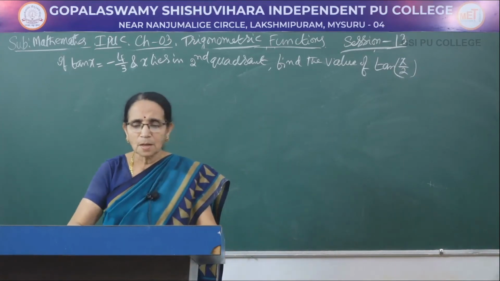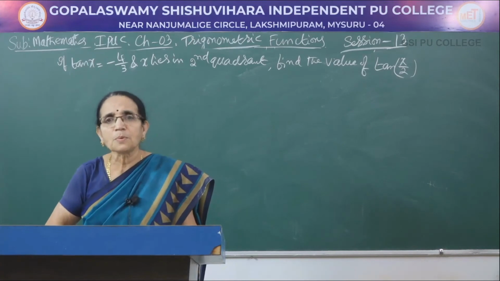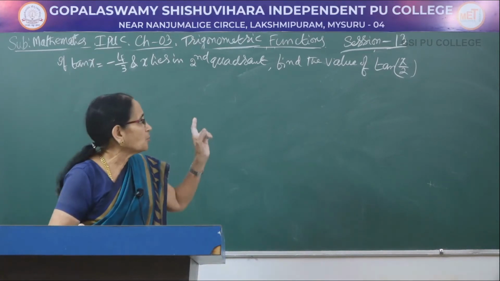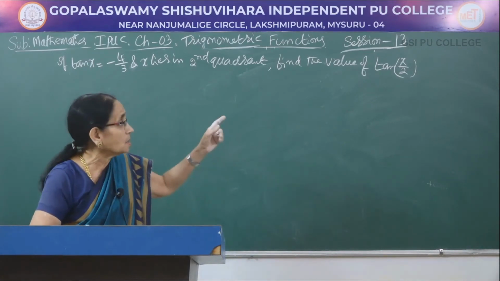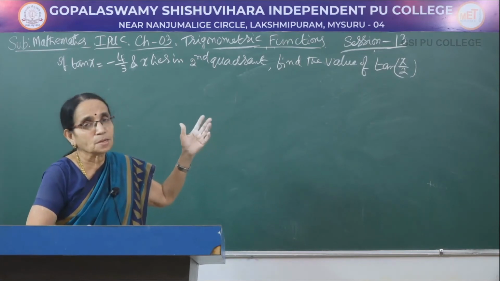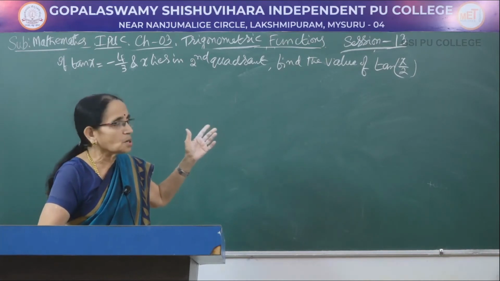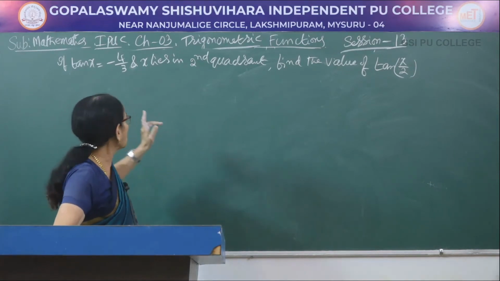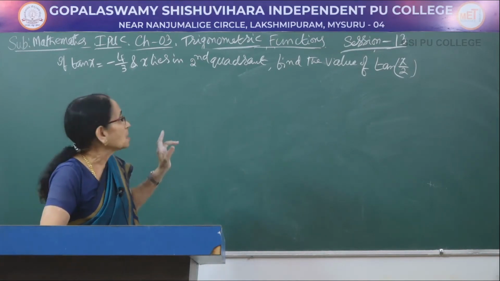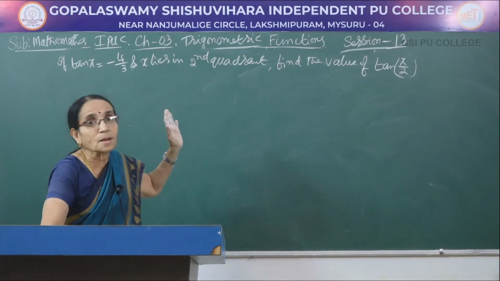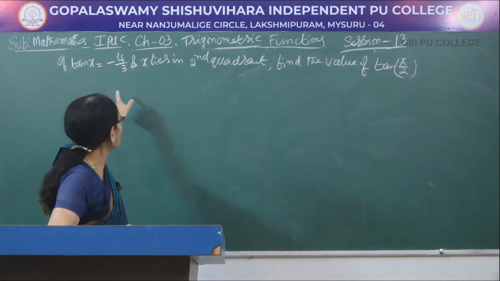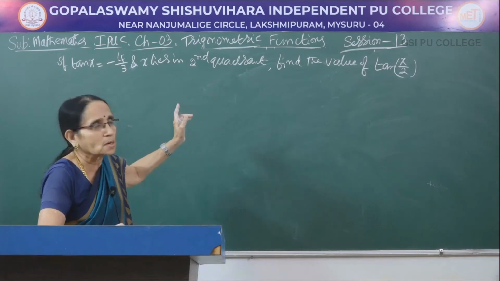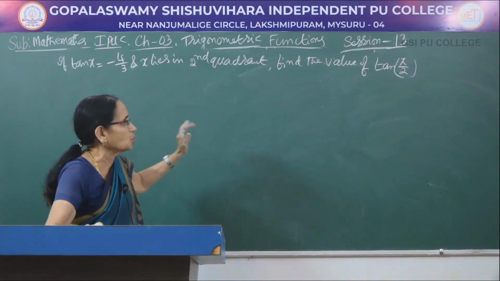Dear students, this problem is different from the previous one. The value of one ratio has been given. So here the half angle formula which I had mentioned in the earlier session, I will be making use of that one. The value of tan x has been given, it is minus 4 by 3. Now it is given that the angle is in the second quadrant. That is why tan x, as you know, is negative in the second quadrant. It has been given as minus 4 by 3.